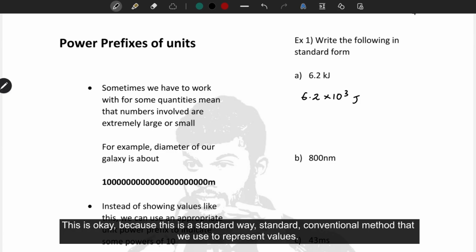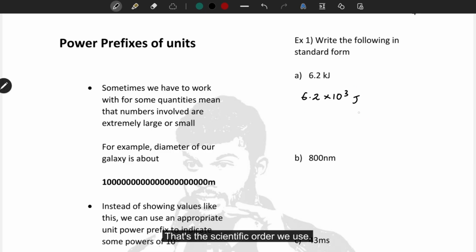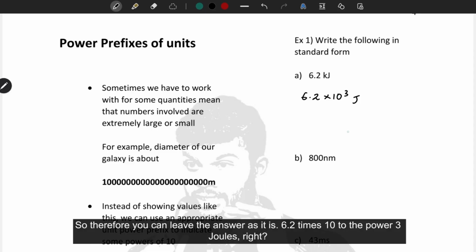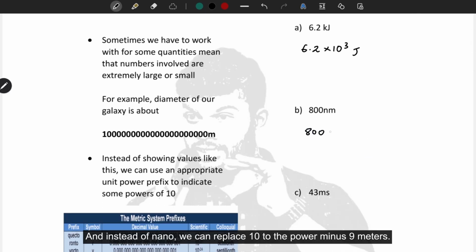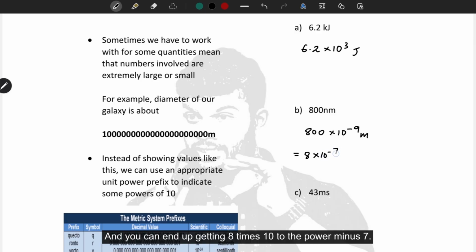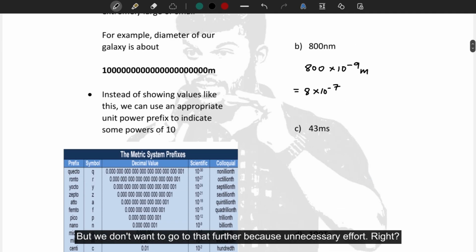Now this is okay, because this is the standard conventional method that we use to represent values. That's the scientific order we use, so you can leave the answer as it is, 6.2 times 10 to the power 3 joules. How about this one? 800 nanometers, and instead of nano we can replace 10 to the power minus 9 meters, and you end up getting 8 times 10 to the power minus 7. Even if you want, you can further simplify this and end up getting the last decimal value, but we don't want to go further because it is unnecessary effort.